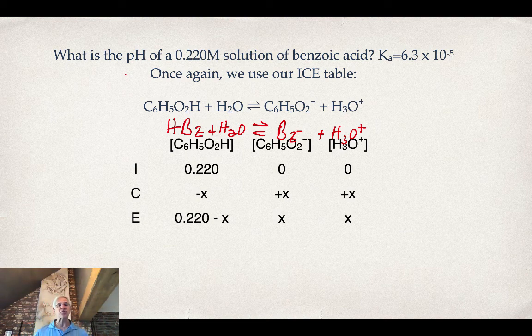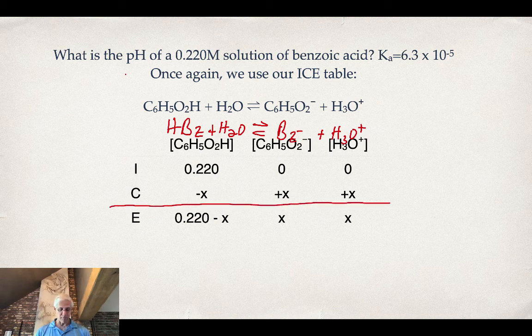And now we let things react. Some of my benzoic acid is going to lose an H+. It's going to give it to the water to form hydronium and benzoate. How much? We don't know. So we use that as our unknown. So we're going to lose X amount of the benzoic acid. For every X amount I lose, I'm going to gain a benzoate, and I'm going to gain an H3O+. So I'm going to lose X of the benzoic acid, gain X of the benzoate, and gain X of the H3O+. So my equilibrium line, again, is just like adding all of these up.